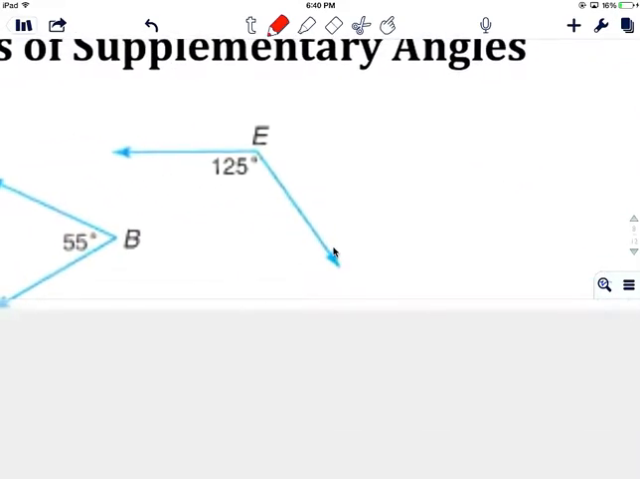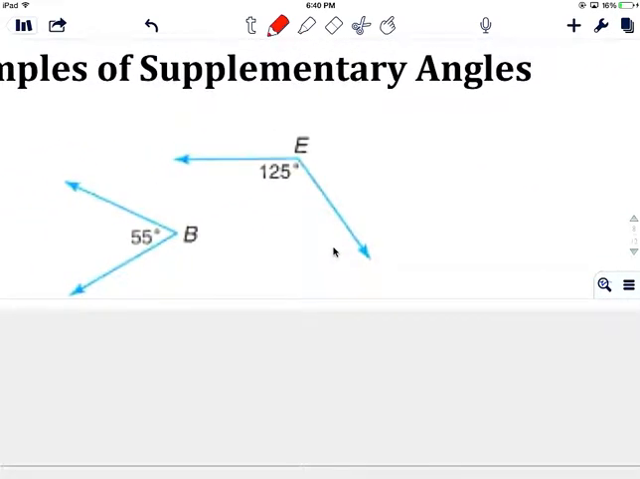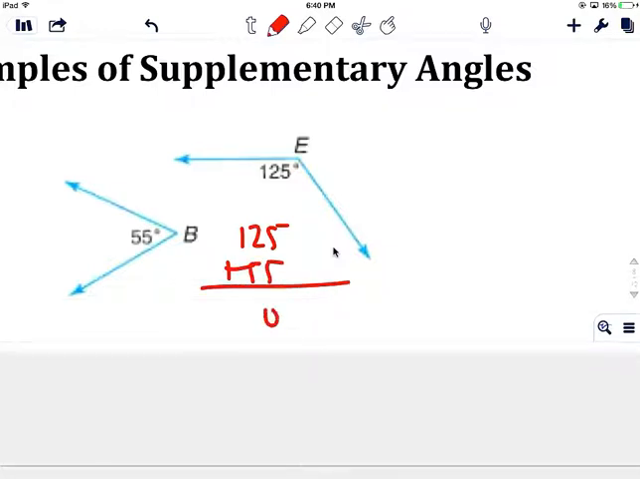Double check supplementary angles here. Same deal, except supplementary again. Remind yourself that's adding up to 180. So angle B, angle E. Let's double check. 125 plus 55. Do I get 180? I do. So angle B and angle E are supplementary.